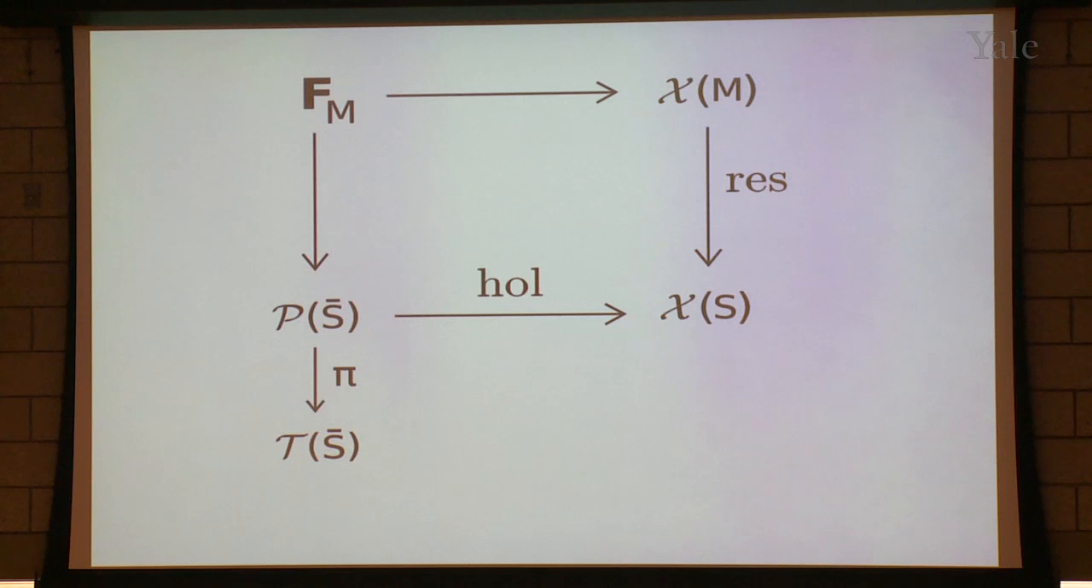What that means is it's the subset of projective structures times character variety of M consisting of pairs that map to the same thing. So it's the set of pairs of a projective structure Z and a representation rho such that the holonomy of Z is equal to the restriction of rho.